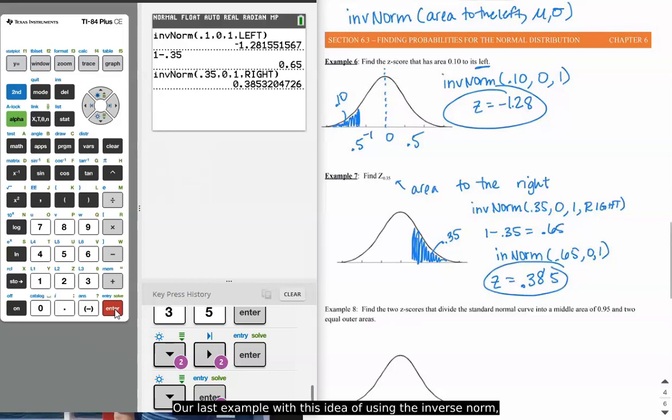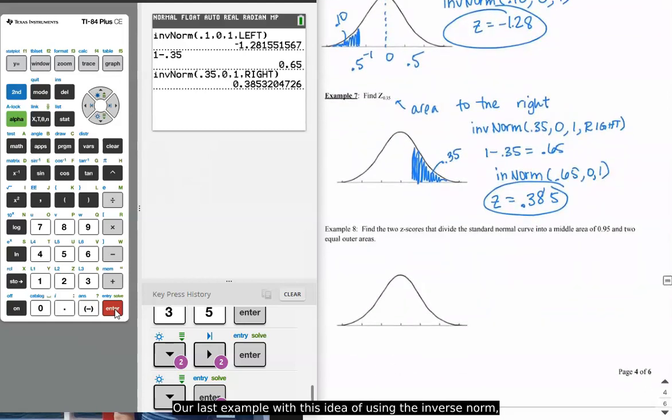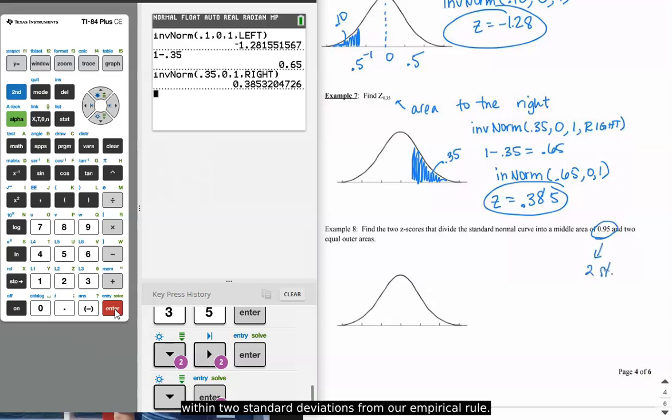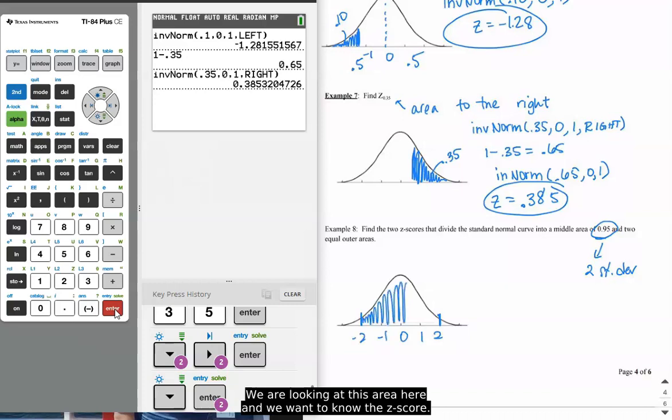Okay? So our last example with this idea of using the inverse norm, it says find the two z-scores that divide the standard normal curve into a middle area of 0.95 and two equal outer areas. So we know that 95% of the data, right, lies within 2 standard deviations from our empirical rule. So we know, right, that this is 0, 1, 2, -1, -2. So we're looking at this area here, and we want to know the z-score.